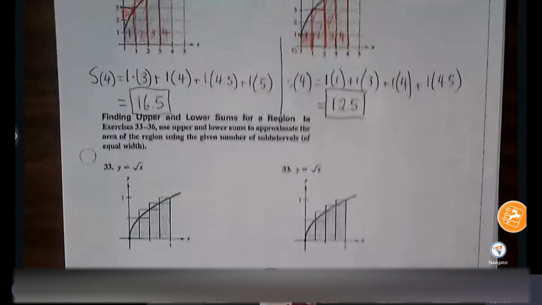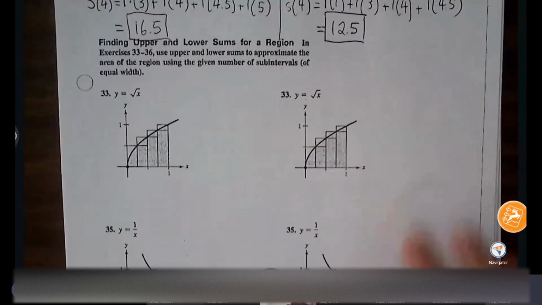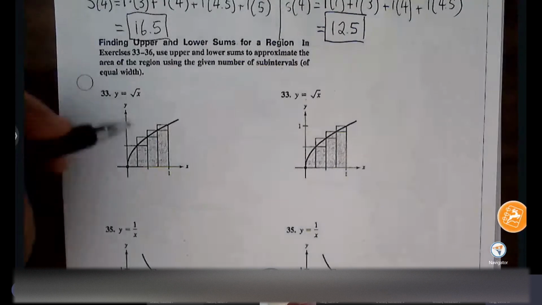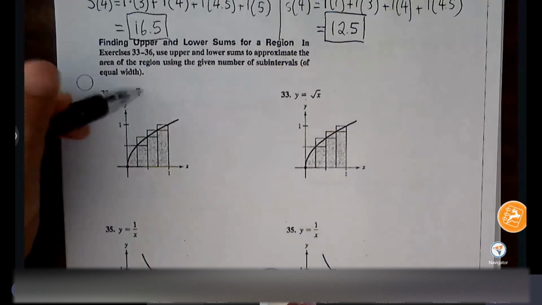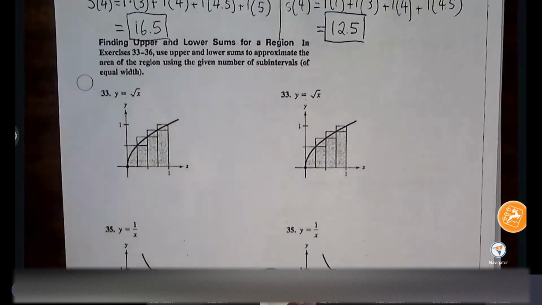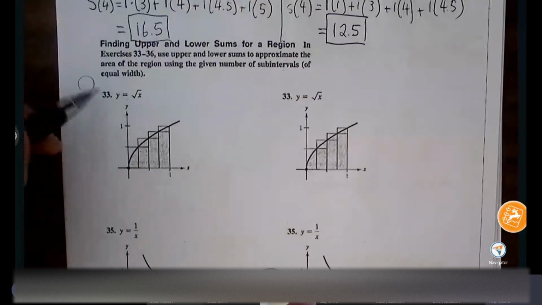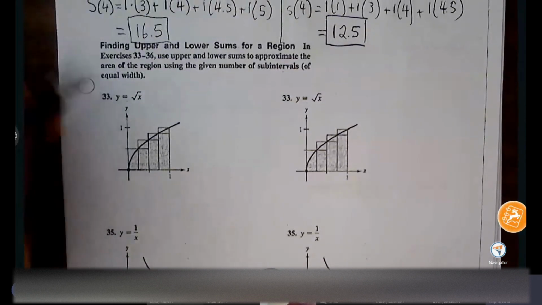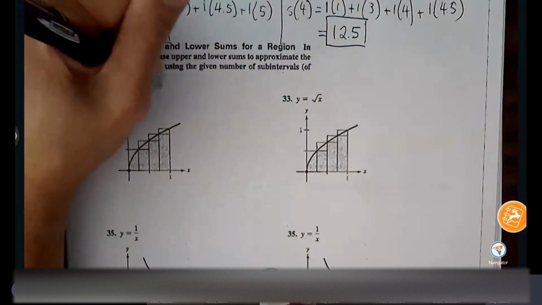Let's look at 33. Finding upper and lower sums for a region. So now we don't have a guide on the y-axis anymore. We're going to have to rely on the function to give us that y value. But first thing we're going to do is find the width. Width is b minus a over n.